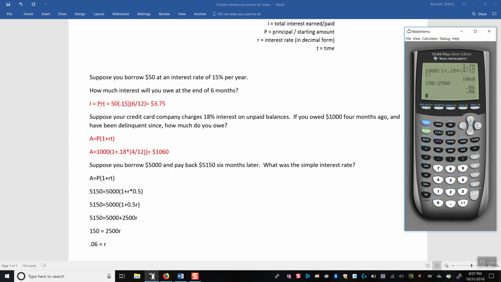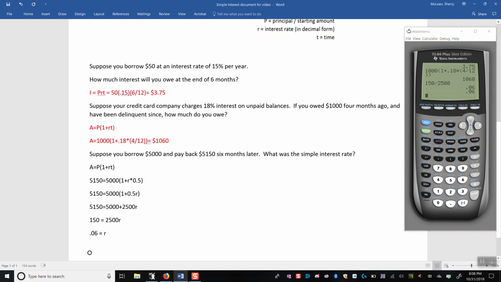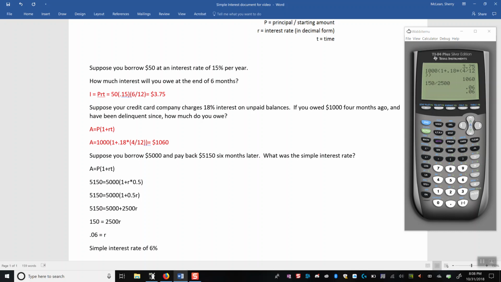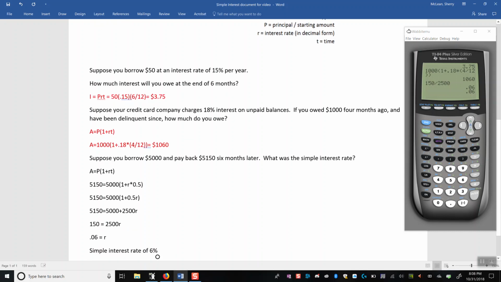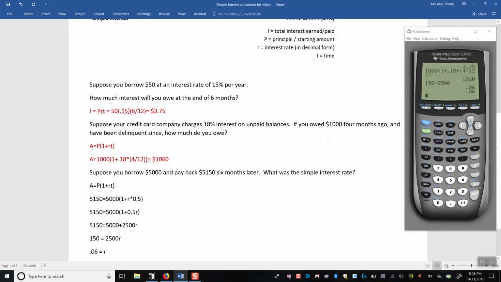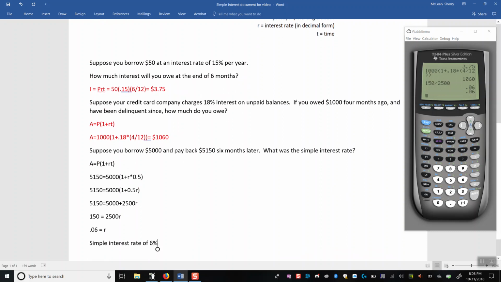Keep in mind that the values that you get out of formulas are always the decimal form of our percentages. So in this case, an R of 0.06 would correspond with a simple interest rate of 6%. So as long as we know all but one of the pieces of information, we can solve for anything we need. We can find the interest, we can find the amount that we owe, we could find a starting value if that was an unknown piece of information, or we could calculate the interest rate just by filling in the pieces that we know and then solving for the missing variable.